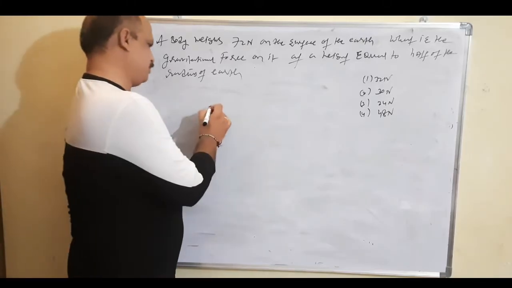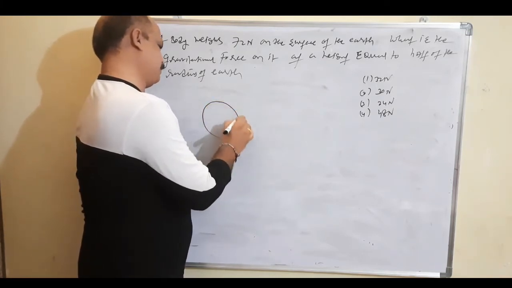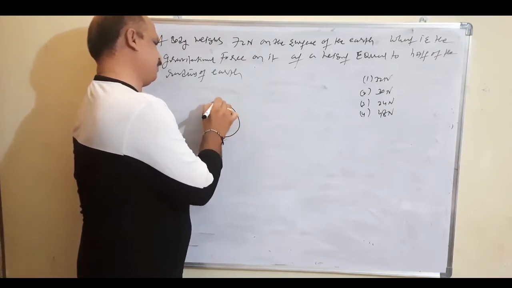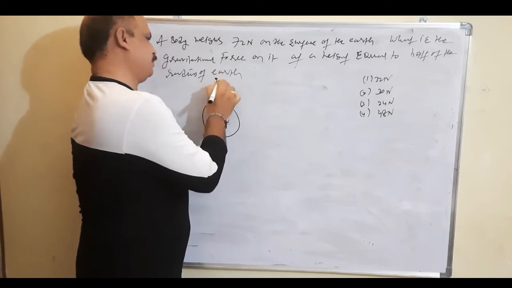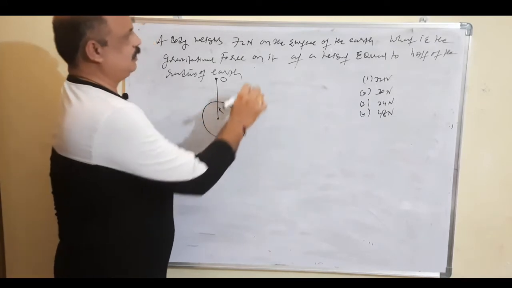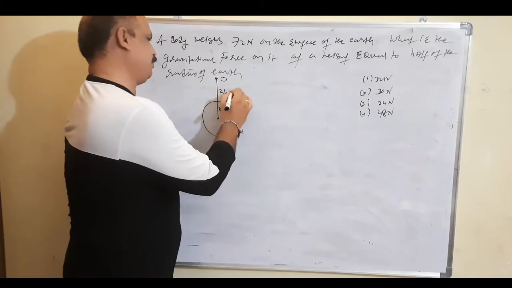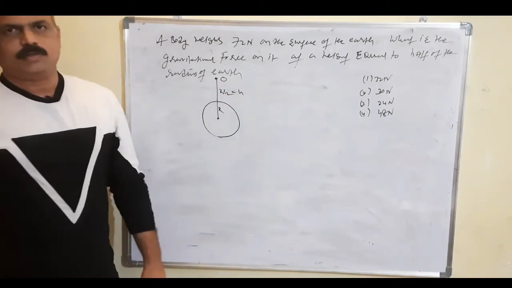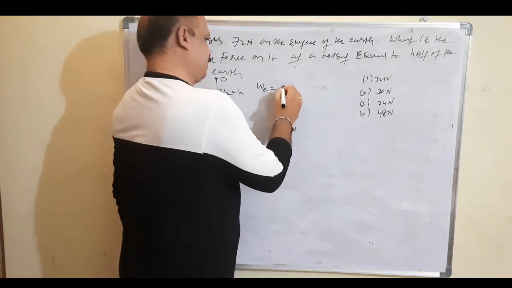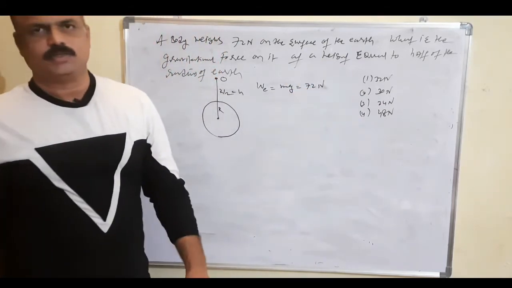Okay, so here this is the earth. So this is the radius of the earth. We want to find out the gravitational force acting on that body at a height equal to half of the radius of the earth. That means h is equal to R by 2. So the weight of the body on the earth, that is mg, is equal to the given 72 newtons.